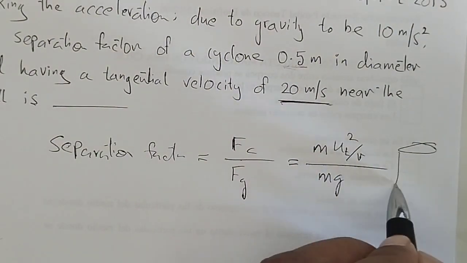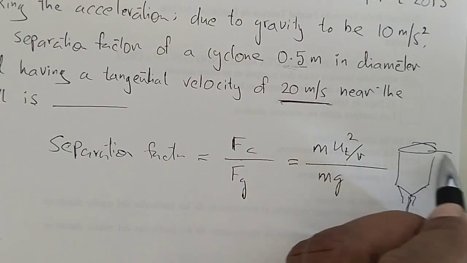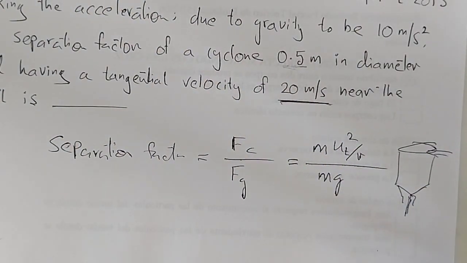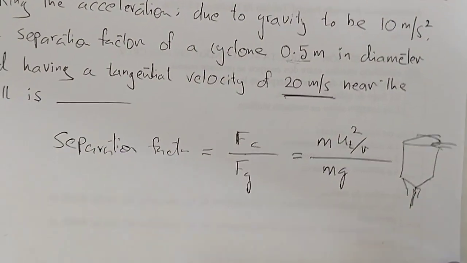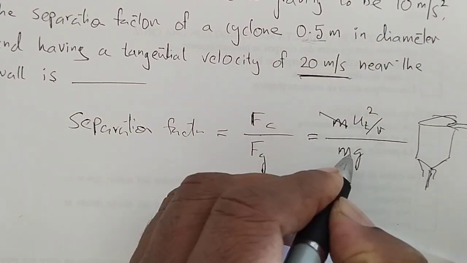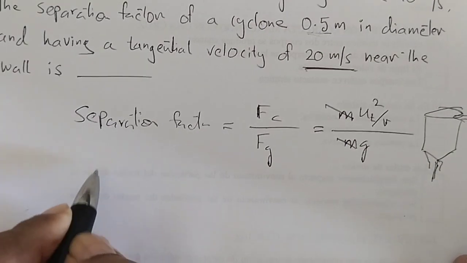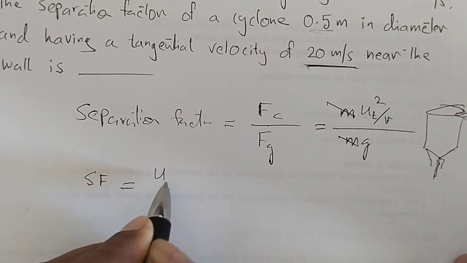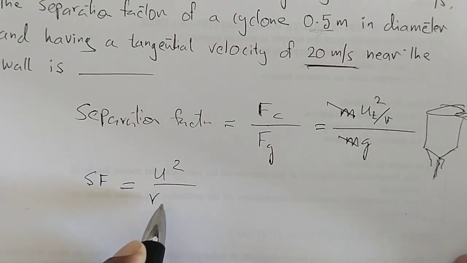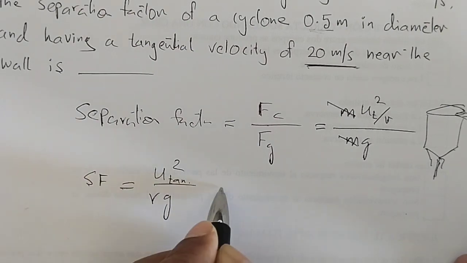I hope you have gone through cyclone details, and if not, please go through it. Mass from the force terms will get cancelled, so the separation factor is equal to u square upon r into g, where u is tangential velocity.